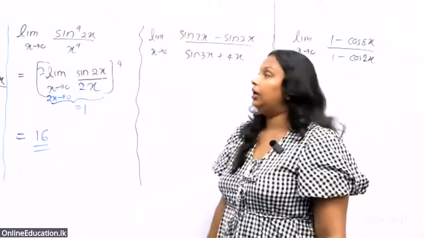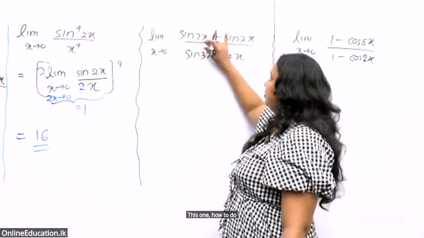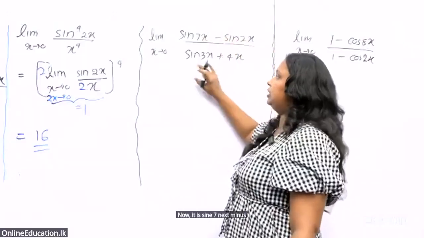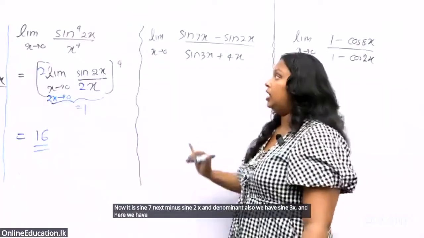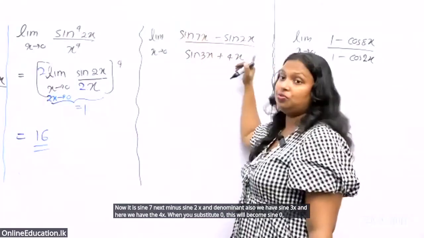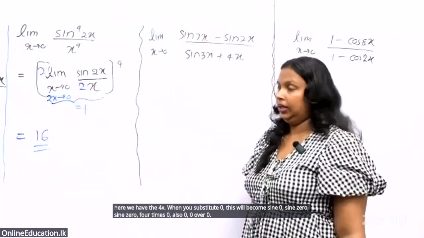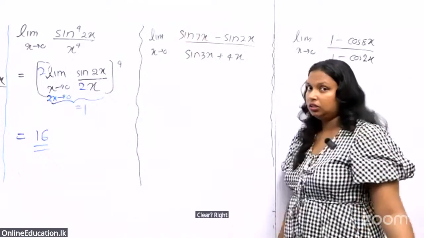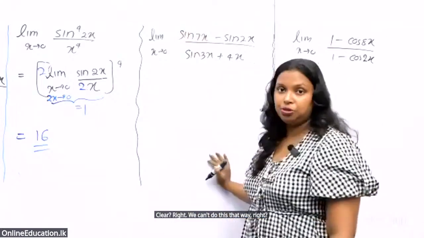Right. This one, how to do? Now it is sine 7x minus sine 2x in the numerator, and in the denominator we have sine 3x and here we have 4x. When you substitute 0, this will become sine 0, sine 0, sine 0, and 4 times 0 is also 0, so 0 over 0. Clear? I think we can't do this that way, right? We can't go for a direct substitution.